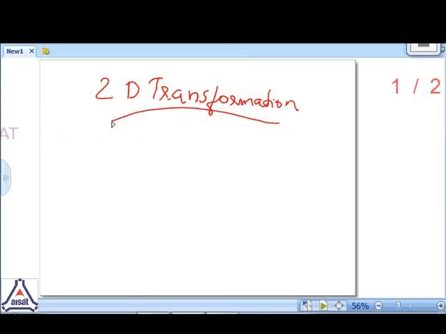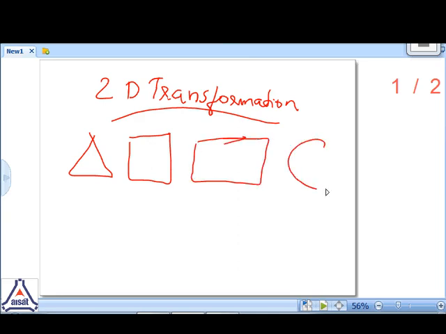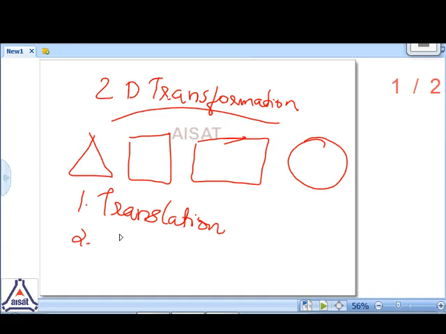2D transformation means the movement of 2D objects like triangle, square, rectangle or circle from one part of a display to another part of a display. That is known as 2D transformation. Basically, 2D transformations can be classified into three categories. First one is translation. Second one is scaling. Third one is reflection.